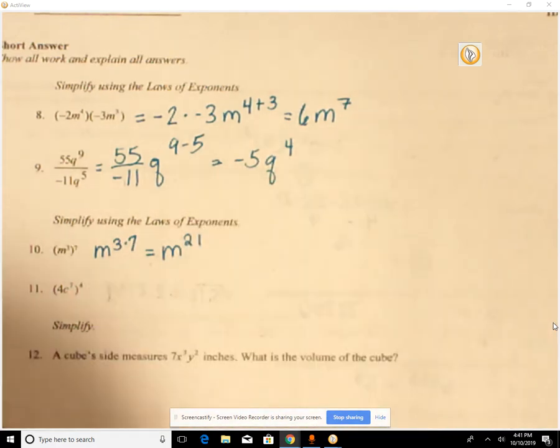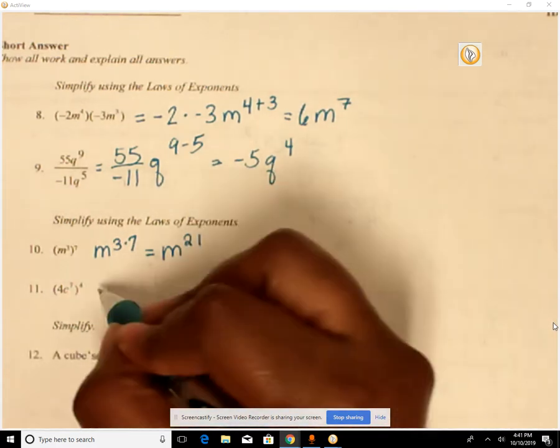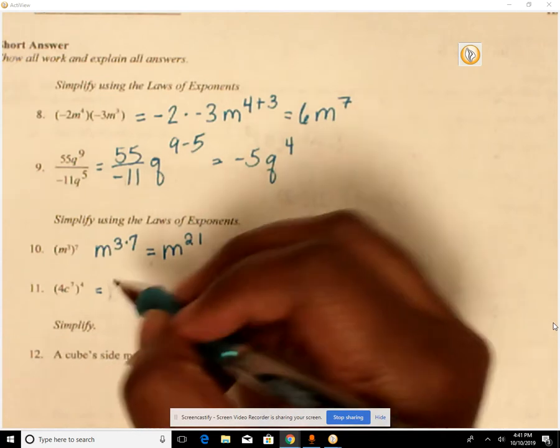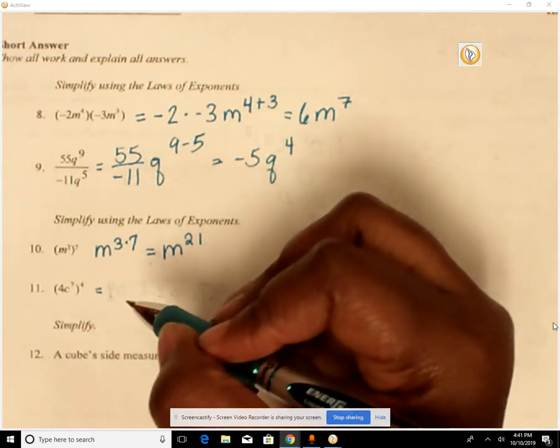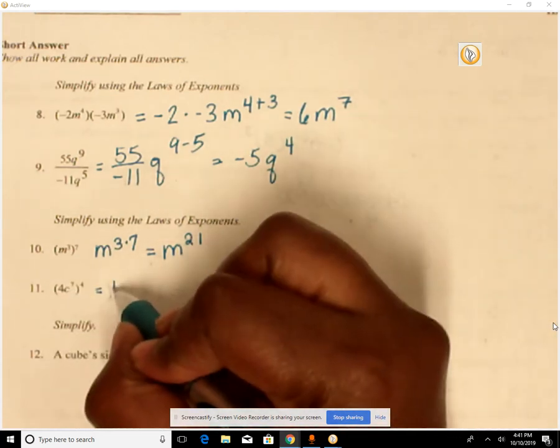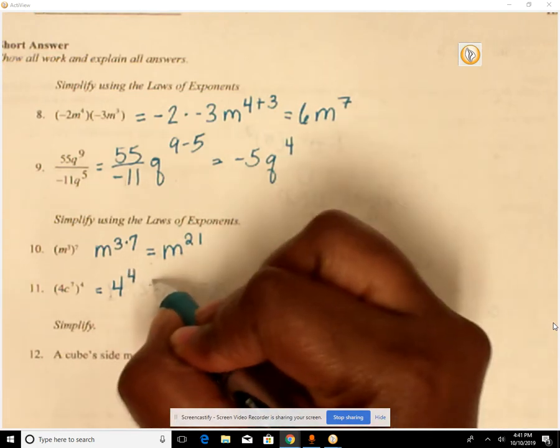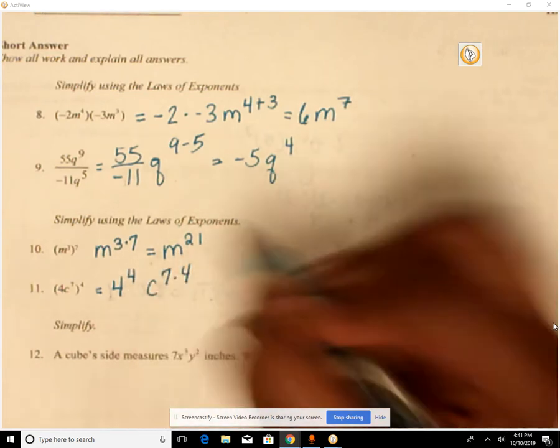All right. So now we have 4 times C to the 7th power. So C's to the 7th power, not the 4. And it's all to the 4th power. So 4 is just to the 1st power. There's just 1 there. So 4 times 1 is just 4. And then C times 4.